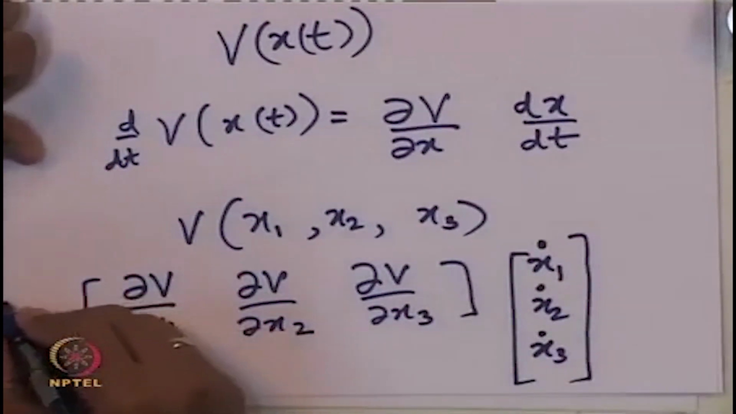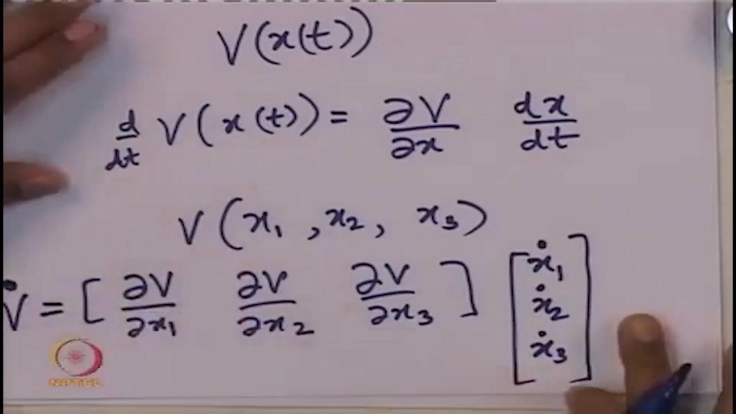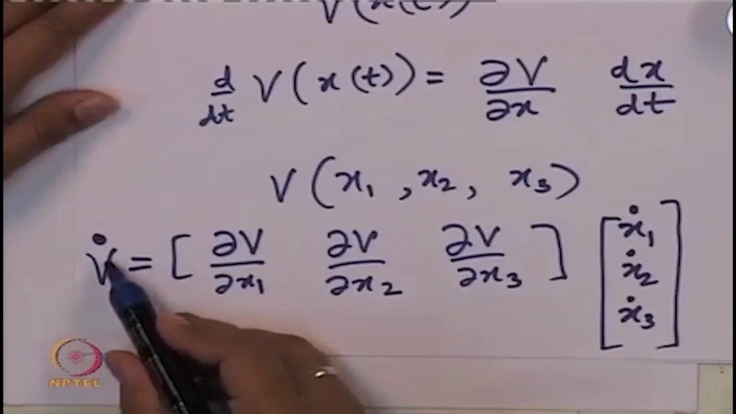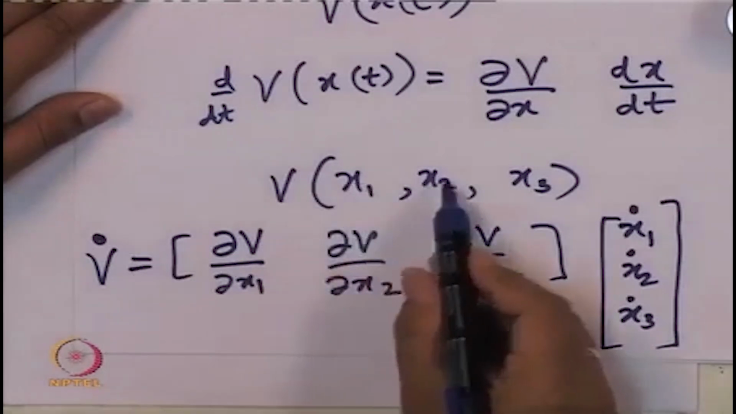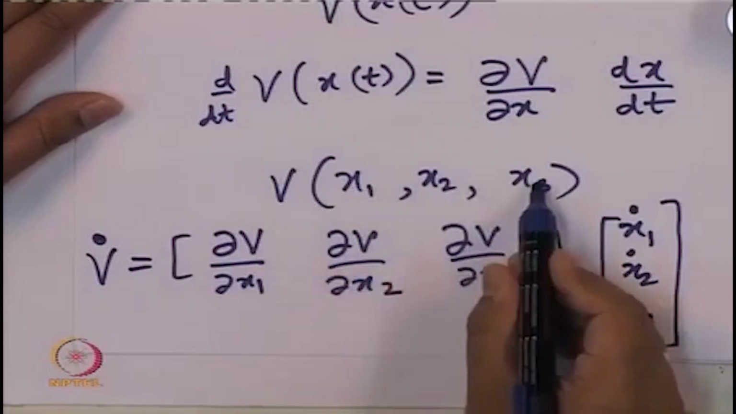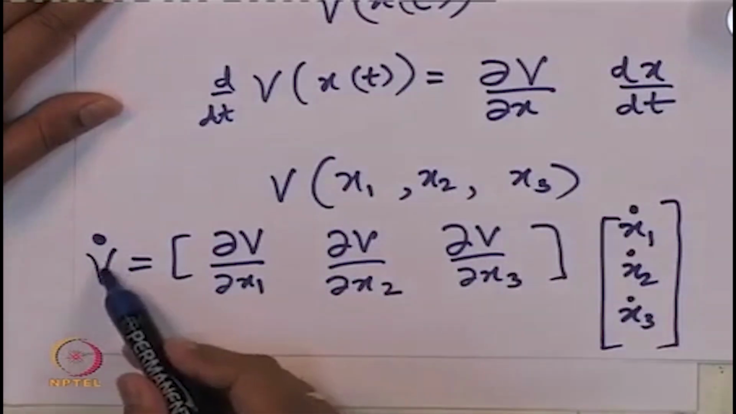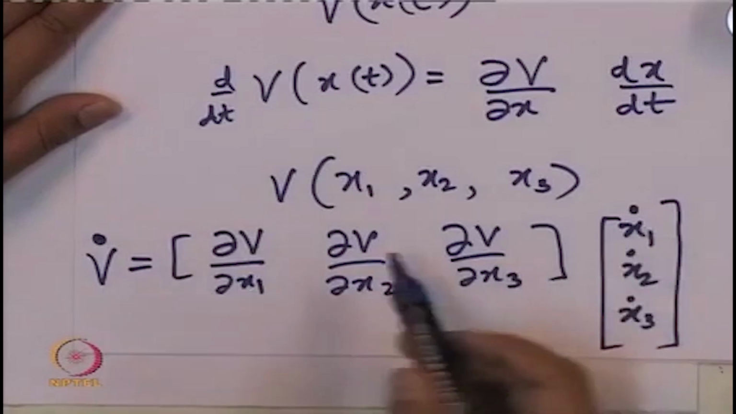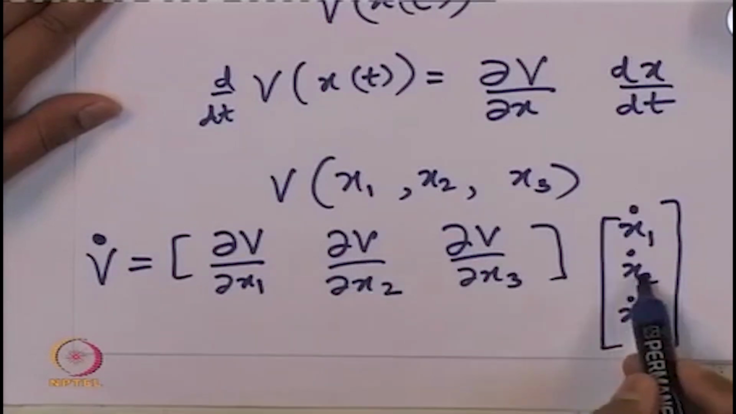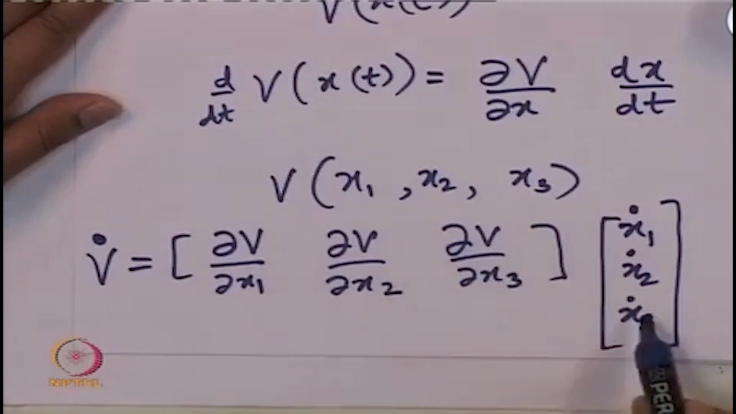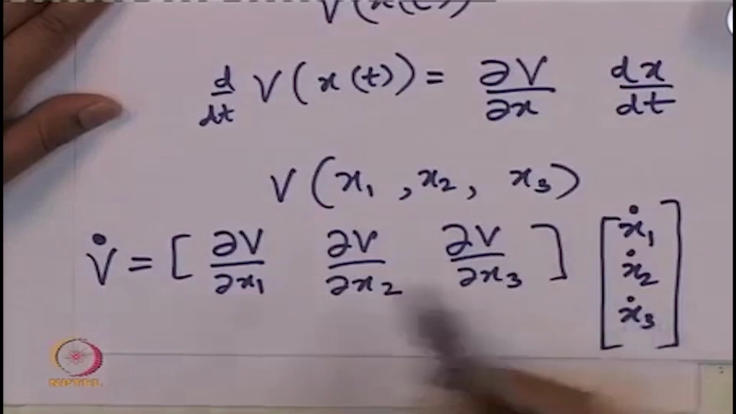So, V dot, which we saw in our slide, is supposed to be understood like this. V was a function of x, V in fact depended on x1, x2 and x3. x1 itself was a function of time, x2 was a function of time and x3 was a function of time. Hence, differentiating V with respect to time is nothing but del V by del x1 times x1 dot plus del V by del x2 times x2 dot plus del V by del x3 times x3 dot. This is the meaning of V dot.